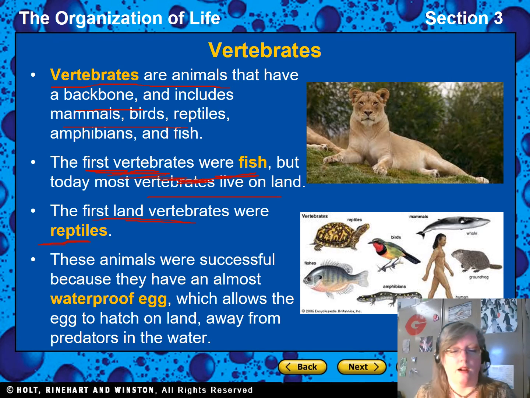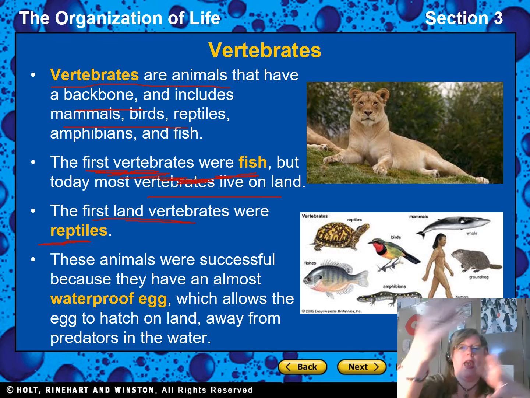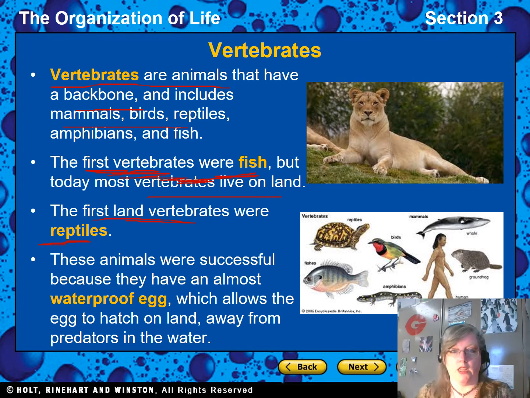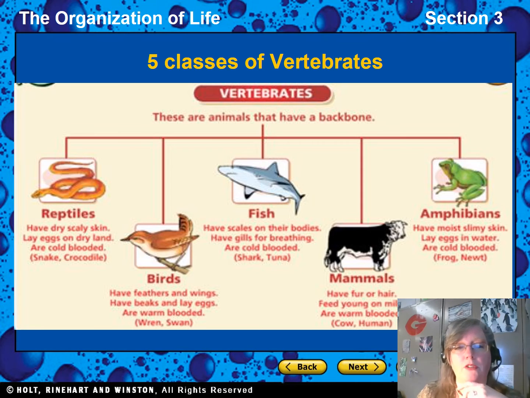This counts. All right, so moving up, as we go up, each one has developed things that allow them to go further and further away from the initial water source, and they have more things available because they can go to more places. Okay, so this is where we started with the reptiles. The reptiles were successful because they had that almost waterproof egg. That means they can hatch on land away from the predators in the water, and they can move further and further away.